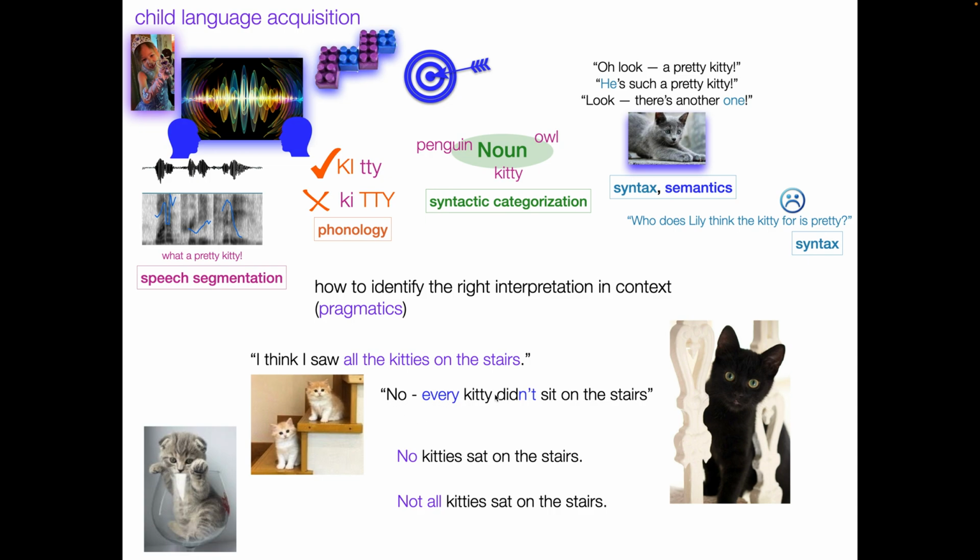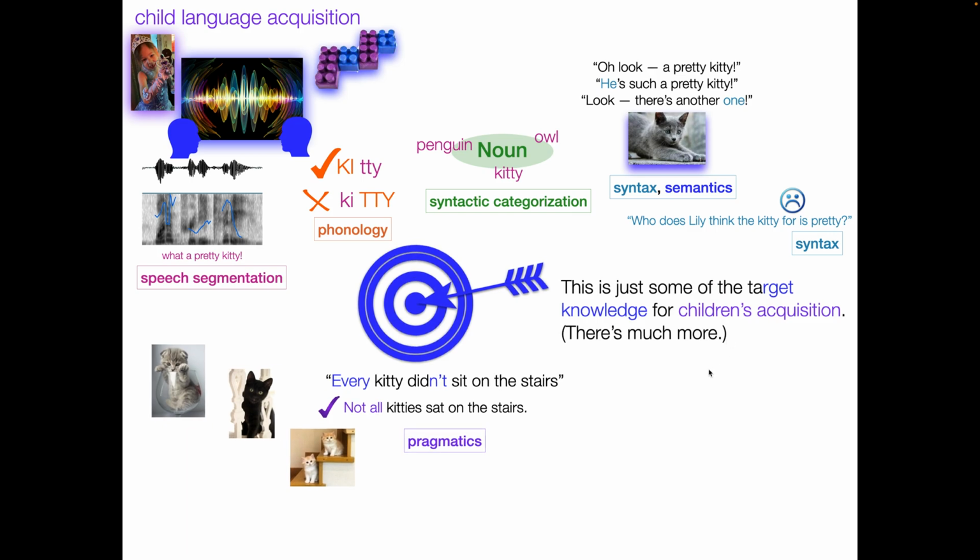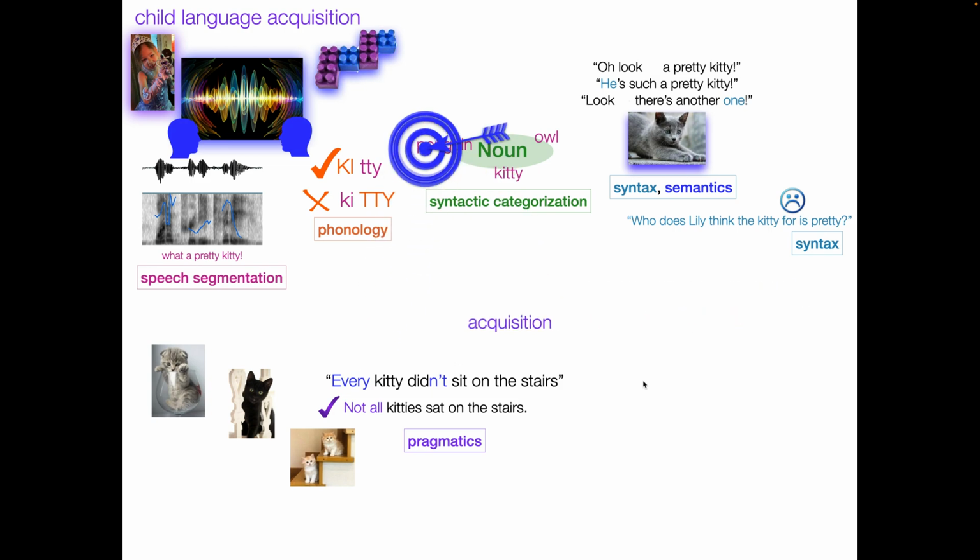So maybe if you're thinking about how to interpret this, given these two pieces of information, you end up thinking, oh, this means not all the kitties sat on the stairs, right? You're using this knowledge about the world, knowledge about the context to help you figure out which of these two possibilities is what the speaker probably meant. That's your knowledge of pragmatics. And this is just, again, some of the target knowledge for children's acquisition. There's a bunch more out there, right?